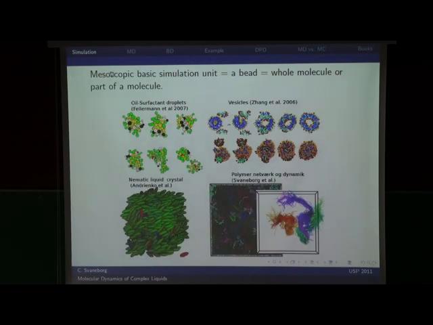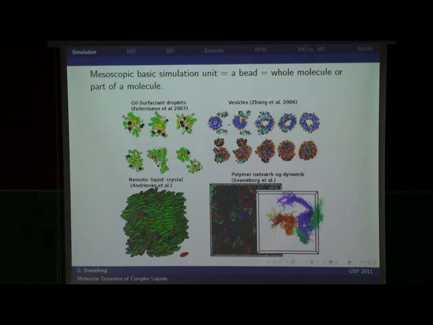So just to give you an overview of some types of simulations, what I will be talking about is what I call mesoscopic simulations. Mesoscopic means that we are not dealing with atoms. We don't care about atoms. What we want to care about is beads. What is a bead? Well, a bead could be an entire molecule, it could be many molecules, or it could be part of a complex molecule. And then we want to build up systems of these beads and how they interact.